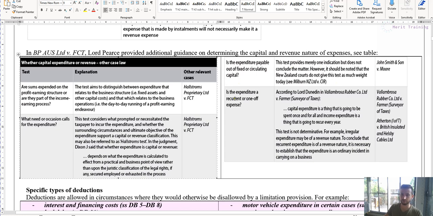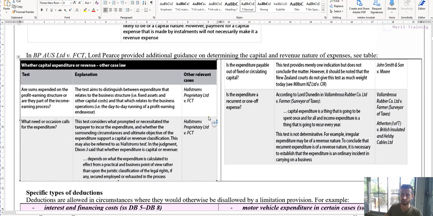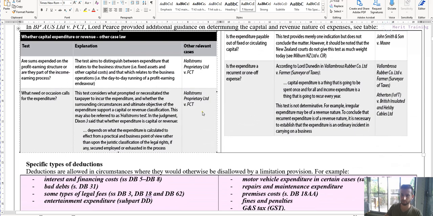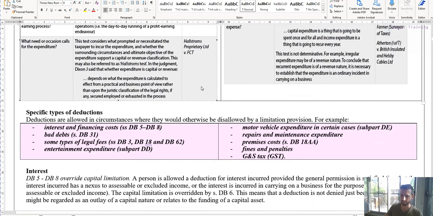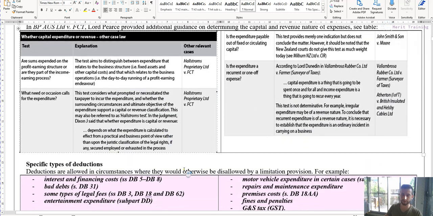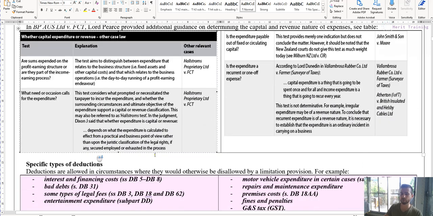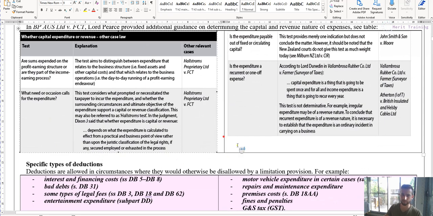Is the expenditure a recurrent or one-off expense, which we kind of covered earlier, but if it's one-off, it's more likely to be capital. Recurrent, it's more likely to be revenue account. But again, none of these tests are definitive. You have to consider all of the facts. Whenever we're dealing with a case law issue or a grey issue, we need to consider all of the facts and then weigh up the different arguments and make a case as to whether it's capital or revenue, and then that will be our approach for tax purposes.